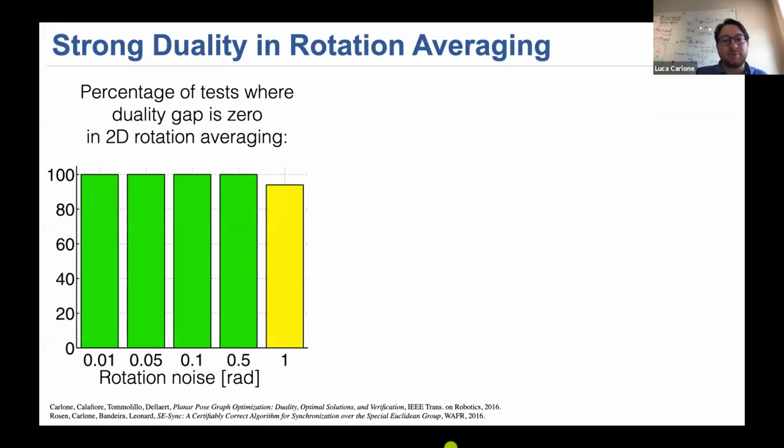Back in 2015, 2016, we were, for example, looking at the percentage of tests in which the duality gap is 0, which means that strong duality holds, in 2D rotation averaging. Here we're plotting the percentage of cases in which strong duality holds for increasing rotation noise. And you can see that strong duality holds up till the rotation noise is equal to 1 radian standard deviation, which is a noise that you will never find in practice. So essentially in practice, strong duality holds for all the problems you care about in terms of rotation averaging. This was our original empirical observation.